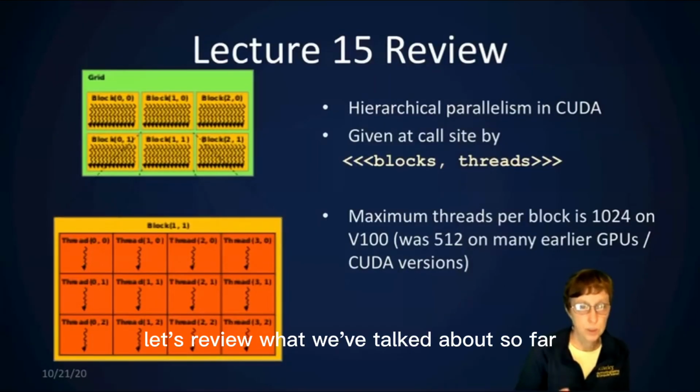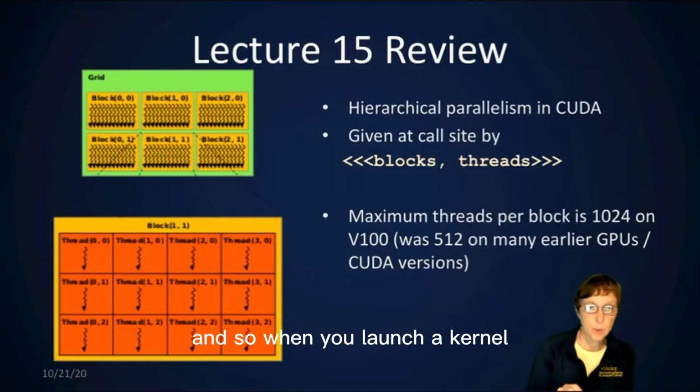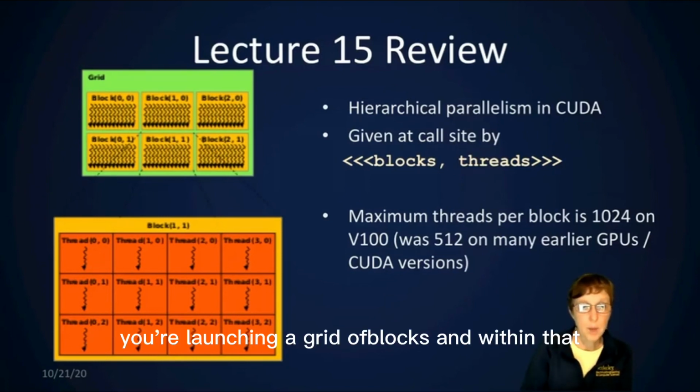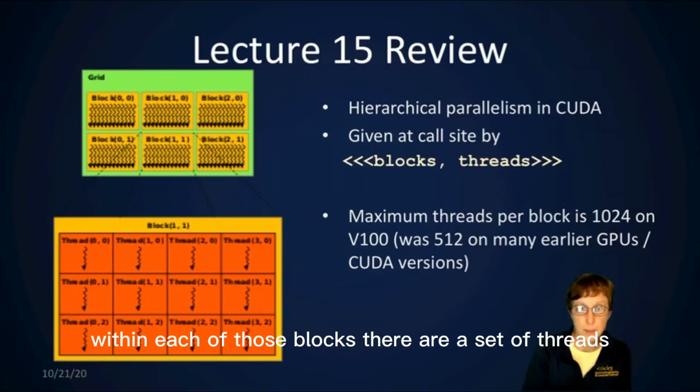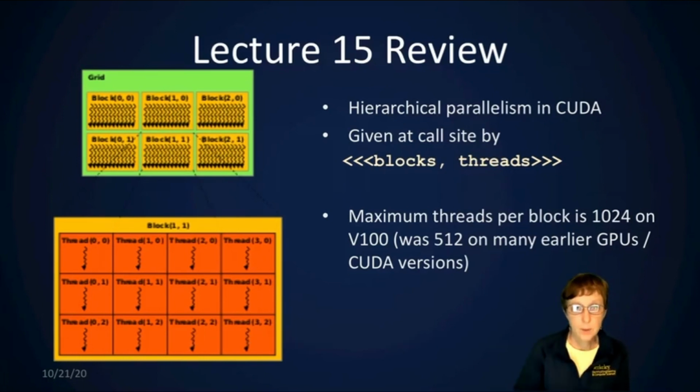So just to start out with, let's review what we've talked about so far. First of all, CUDA has a hierarchical parallelism model. And so when you launch a kernel, which is the way you start some computation on a GPU, you're launching a grid of blocks. And within each of those blocks, there are a set of threads. And at the point in the program where you're launching the kernel, you specify the number of blocks and the number of threads with this triple angle bracket notation.